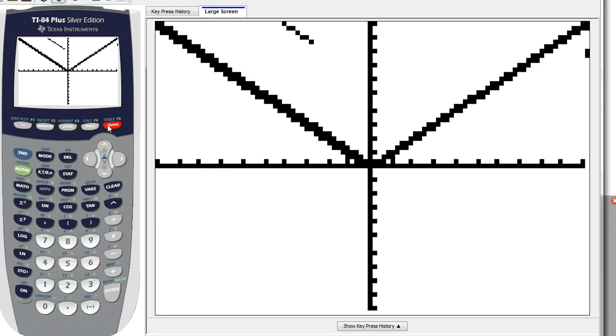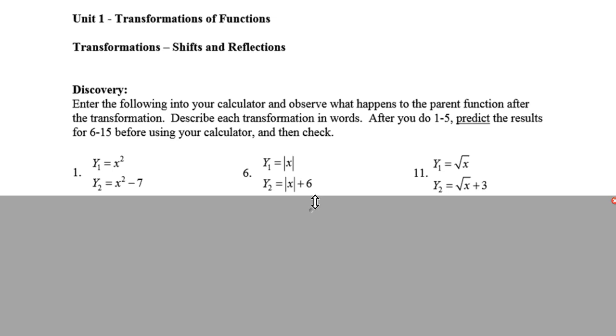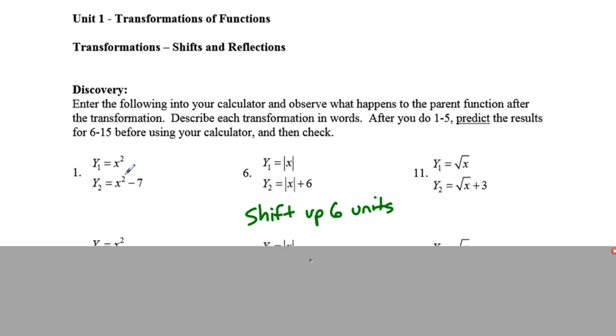So the absolute value makes a V shape. Notice how nothing's down here in the negatives? Because we said the absolute value had to be positive. It returns a positive value. Now what happened? Well, 1, 2, 3, 4, 5, 6. It looks like it shifted up 6, and that's probably what you thought, right? You thought it would go up 6 because you saw over on the left side what happened when you added outside the function. All right?